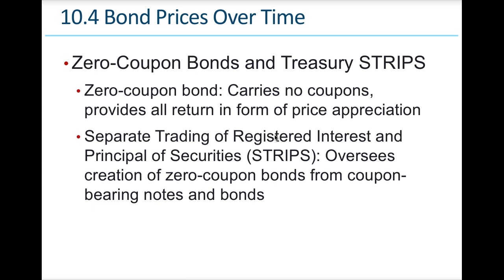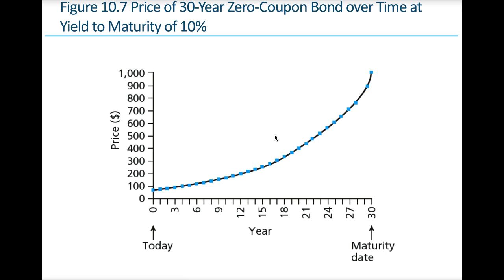Now, a separate trading of registered interest and principal is called a strip. You're basically creating a zero coupon bond from coupon bearing notes or bonds. So trading of treasury strips is really just stripping away that interest and converting it to more of a zero coupon bond.